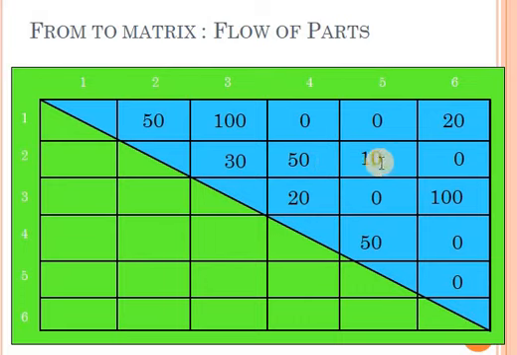From 2 to 5, 10 units. From 2 to 6, 0 units. It's the same case here when I look horizontally at row number 3, which is related to department 3. I have no movement from department 3 to department 1, 2, or 3. The first number will begin from moving things from department 3 to 4 with 20 units, and from 3 to 4 with 0 units, from department 3 to department 6 with 100 units.